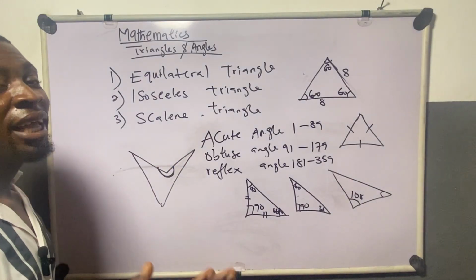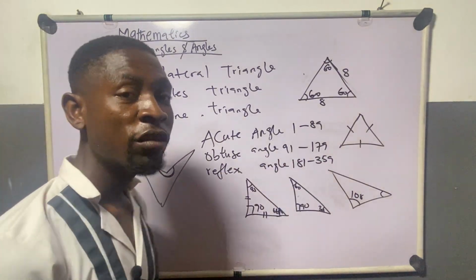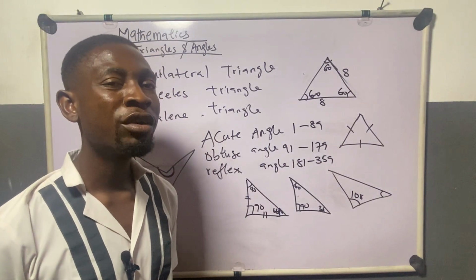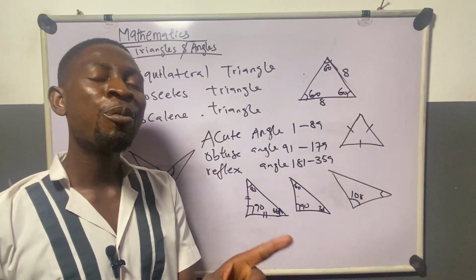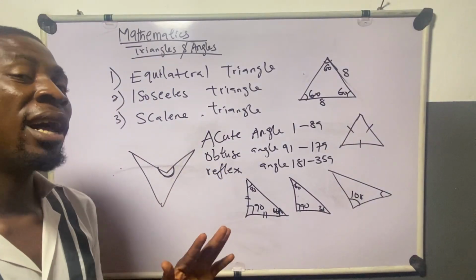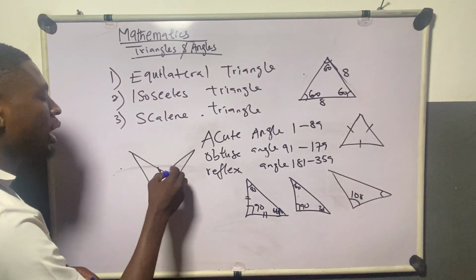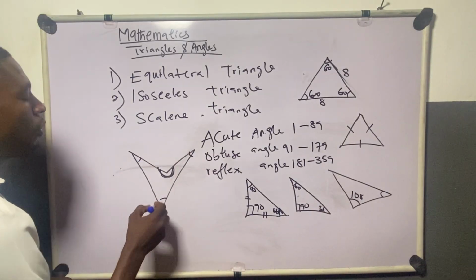The reason why you can't have a reflex triangle, you know why? Because the sum of angles in a triangle is 180. So a particular angle cannot be more than 180. So reflex cannot be a triangle. With that, that's self-explanatory. And this shape is not even a triangle. This is an angle 1, 2, 3, 4.